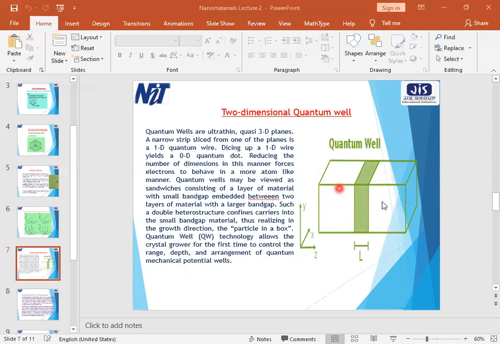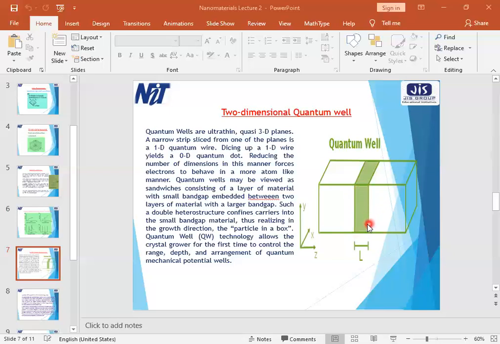from this plane, if a narrow strip is sliced, that means cut out, like you have seen the slices of bread. So like that, if we take a slice from any of the planes, then that will define the quantum wire. Better to say that that will define the quantum fiber, or nano fiber.